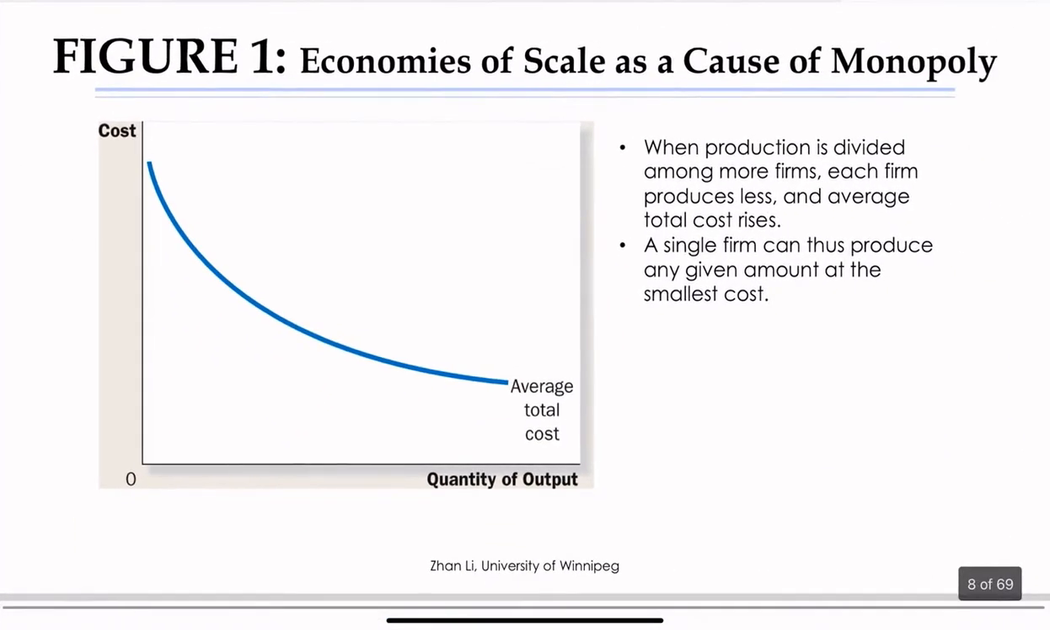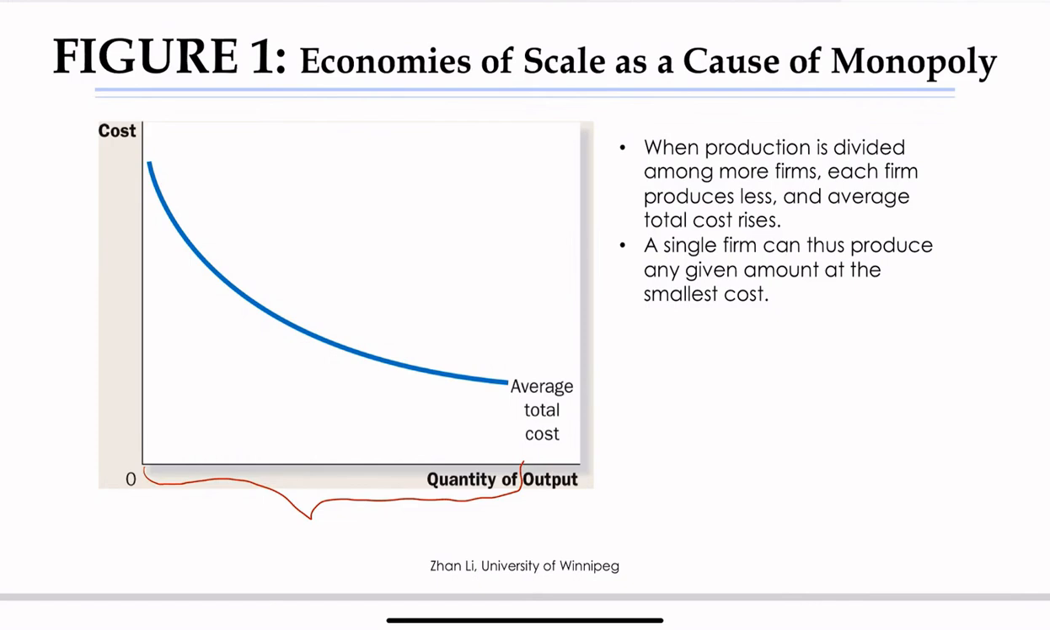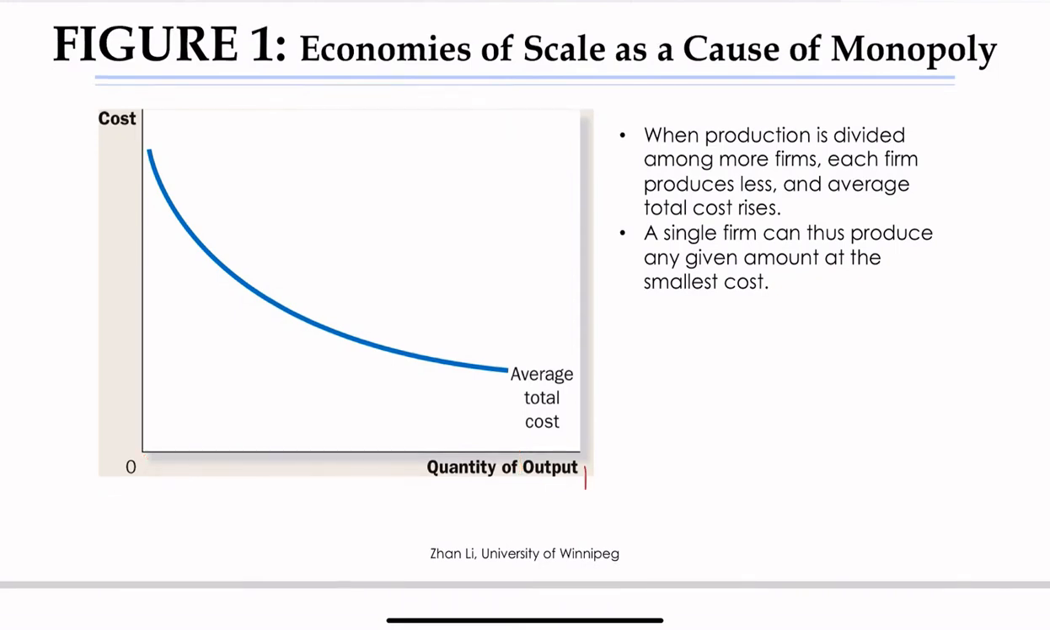So if you look at this picture here, you will get a very good understanding of why natural monopolies can arise. If you look at this average total cost curve, what you can see is that over the entire range of the output, the average total cost always decreases. Let's say this number is 1 million cars. But let's say we want to build a car factory in Winnipeg, and Winnipeg's population is 0.8 million.